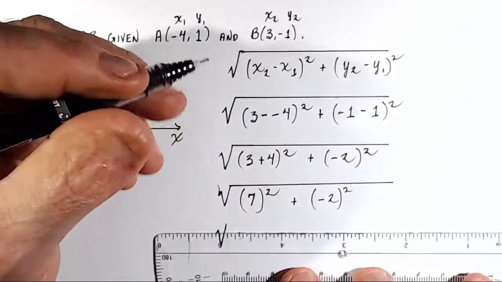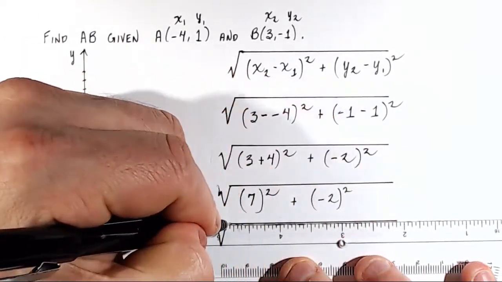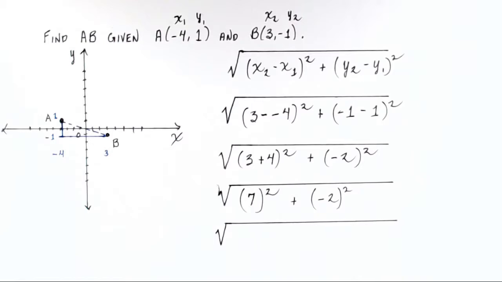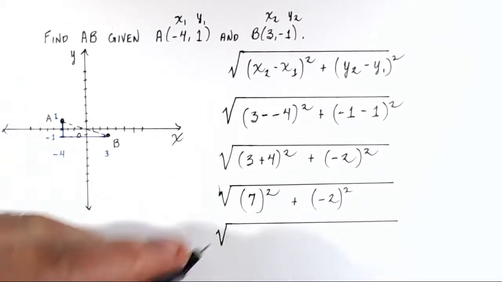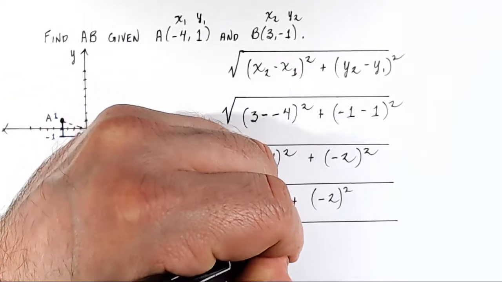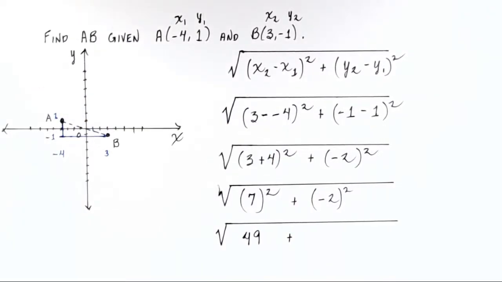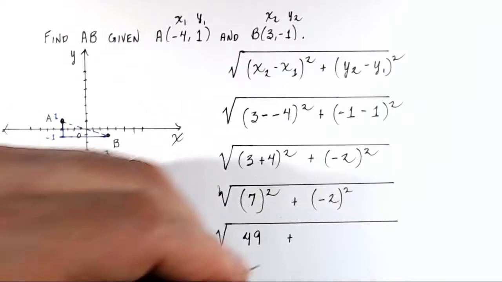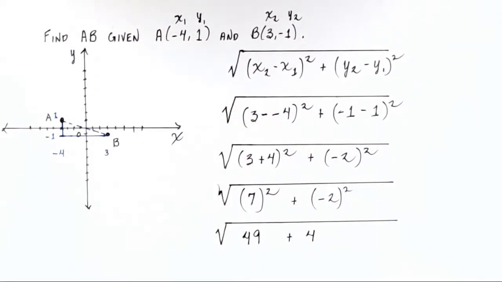So what is 7 squared? I'm going to rewrite this again. Take the square root symbol here. We're still working with this under the square root symbol. What's 7 squared? 7 squared is 49. Plus, what's negative 2 squared? Negative 2 times negative 2 is positive 4. Okay, so put a 4 right there.